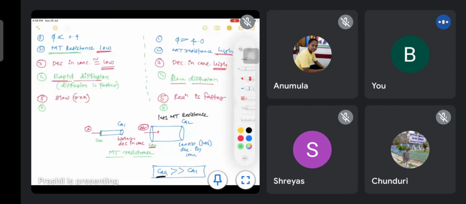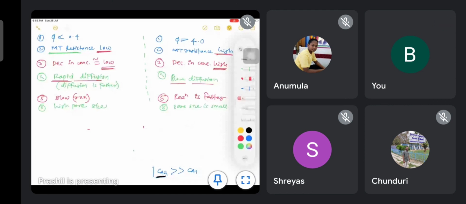That means high pore size. And here it is pore size is small. Okay, pore size is small. Then this is about your size of pore. Okay, don't confuse with size of catalyst.